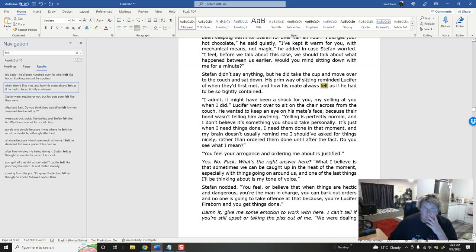Stefan's prim way of sitting reminded Lucifer of when they first met and how his mate always felt as if he had to be so tightly contained. Again, that's not an instance I can really change, because that's Lucifer thinking about Stefan's behavior. And again, the prim way of sitting is already that example. It's already given an example.